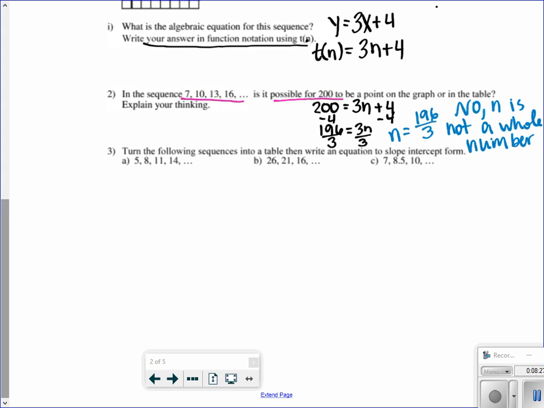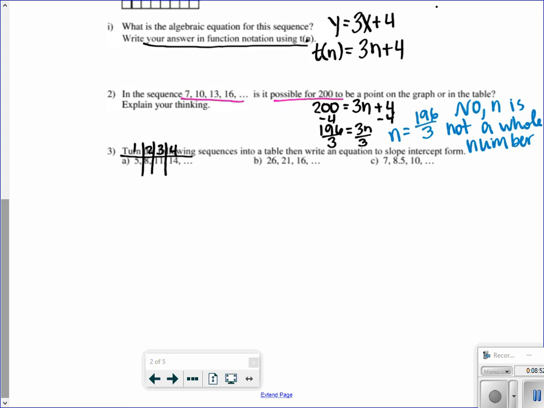This is saying the first term is 5, the second term is 8, the third term is 11, the fourth term is 14, so we can turn it into a table. Like we just made a table. The goal is now write an equation in slope-intercept form. What 2 things do you have to have for slope-intercept form?